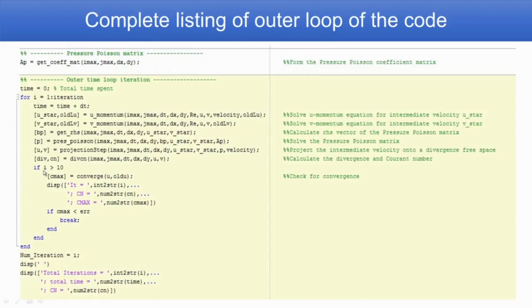So, you can decide if the number of iterations is more than the desired number of iterations, or you can decide based on the Courant criteria. So, Cmax is a maximum iteration. So, converge u, old u, and you can also have some display on the screen for checking the progress of the code. So, this particular display line will display iteration number, Courant number and maximum value. If the convergence maximum is less than the error that you have specified, then it will break, otherwise it will continue, and you have a final display again.